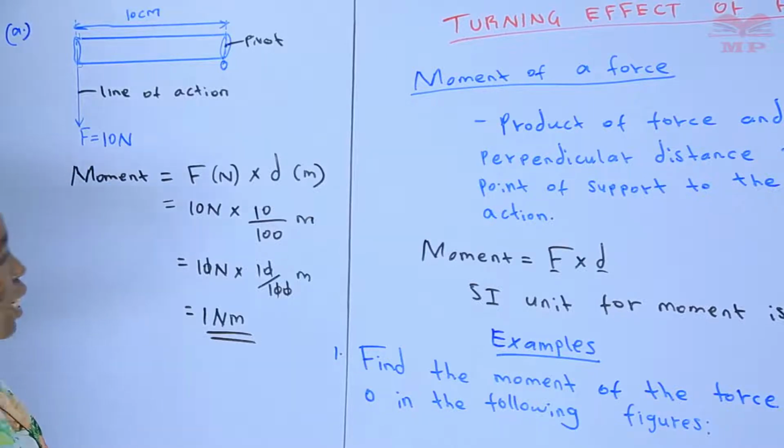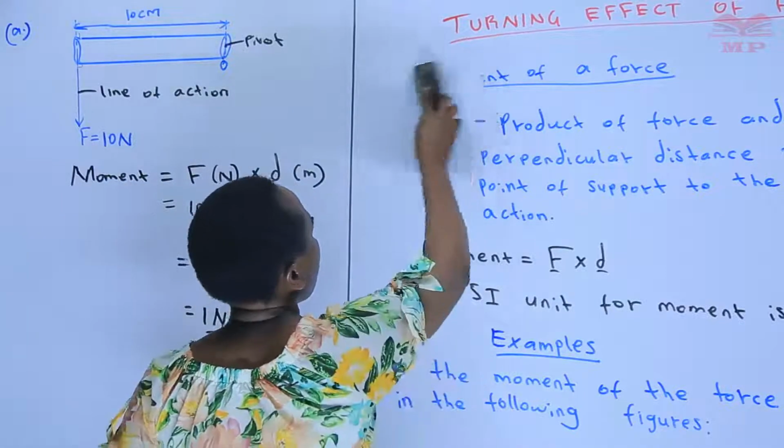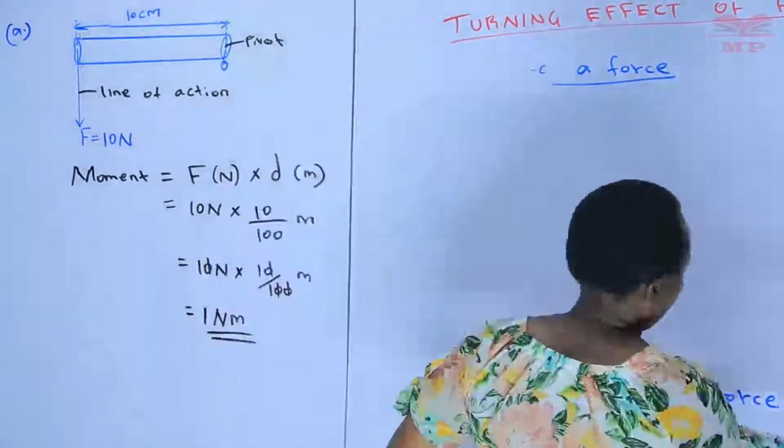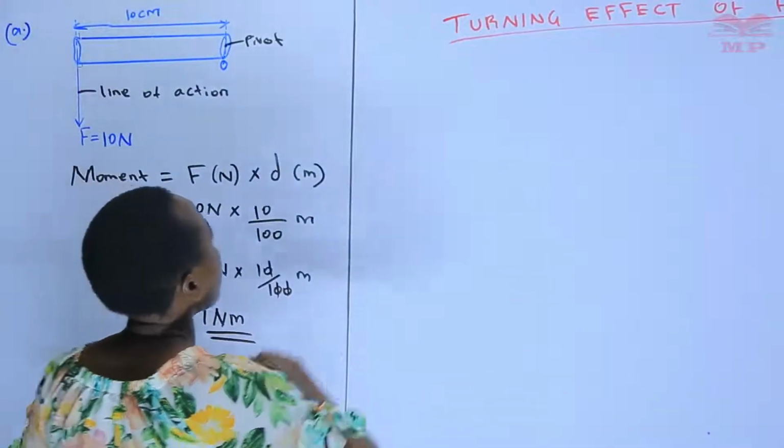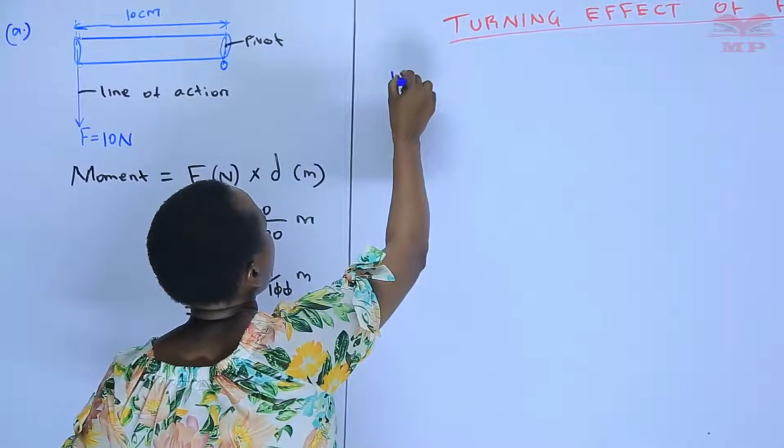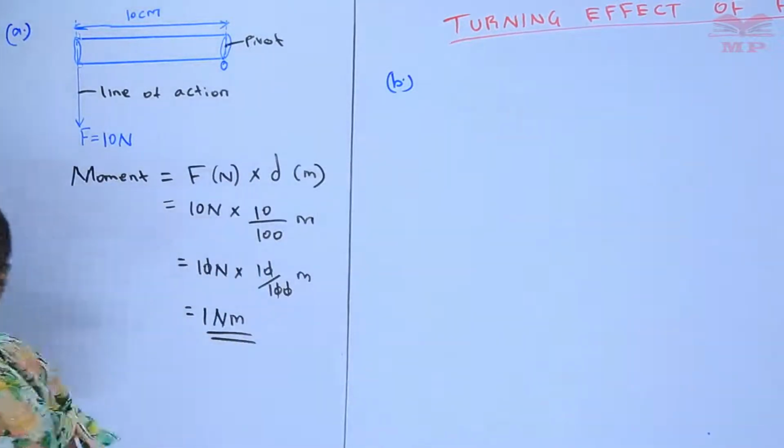We can look at another example, number 2. We are still calculating moment. So in part B, we have the following figure.